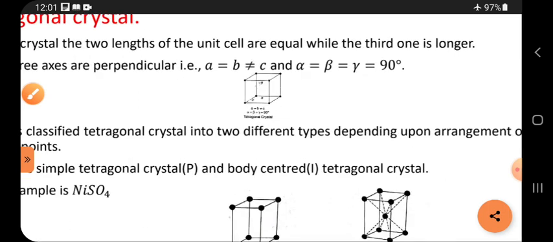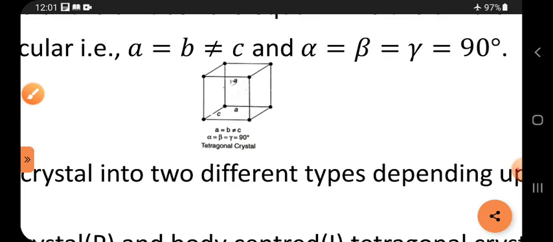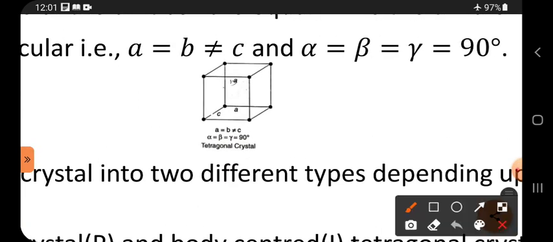And a diagram for this is, see, this is the diagram. a equals b is not equal to c, alpha equals beta equals gamma equals 90 degrees. It is a tetragonal crystal.